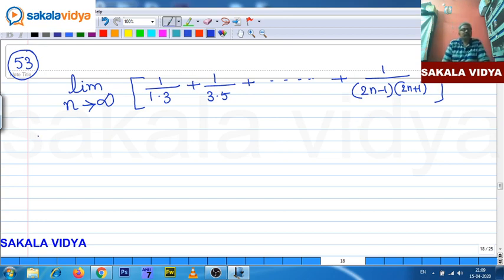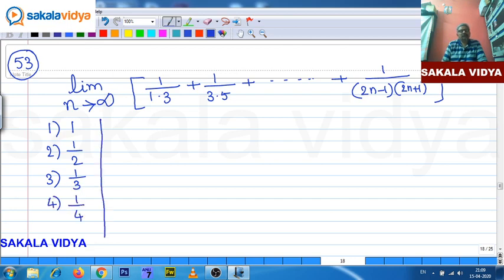First option 1, second option 1 by 2, third option is 1 by 3, fourth option is 1 by 4. This is the question: limit n tends to infinity, 1 by 1 into 3 plus 1 by 3 into 5 plus and so on plus 1 by 2n minus 1 into 2n plus 1.